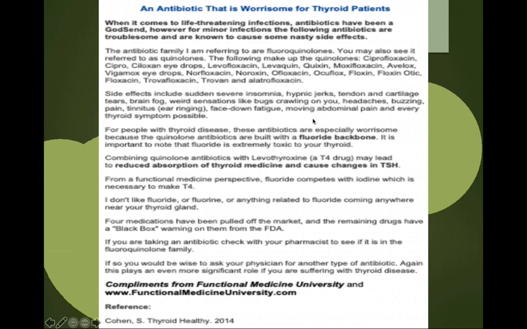So there is a major issue. When you combine quinolone antibiotics with T4, it can lead to reduced absorption of the thyroid medication and cause changes to thyroid stimulating hormone. So you have to be really, really careful with certain antibiotics. This is why the doctor has to take a good case history, and a good pharmacist needs to keep track of what drugs you're taking, because sometimes there's a contraindication.